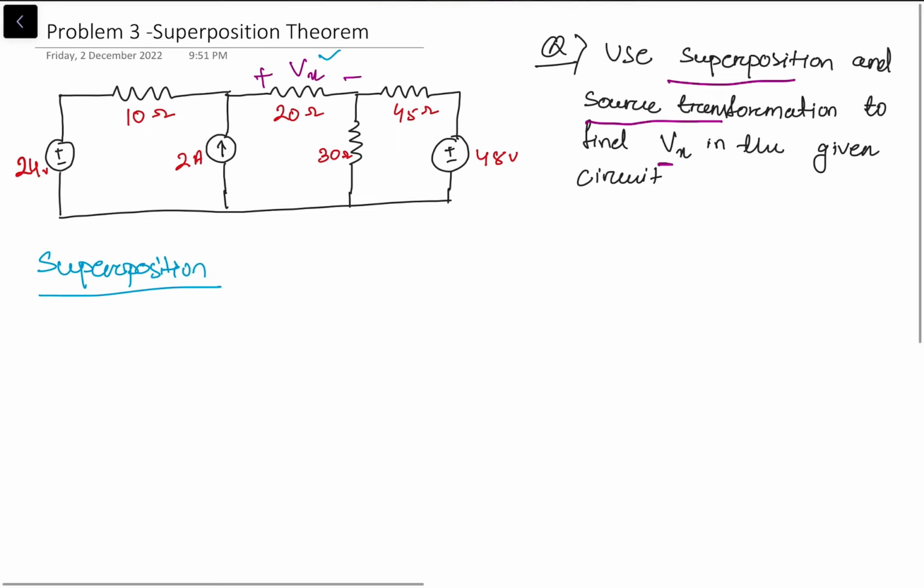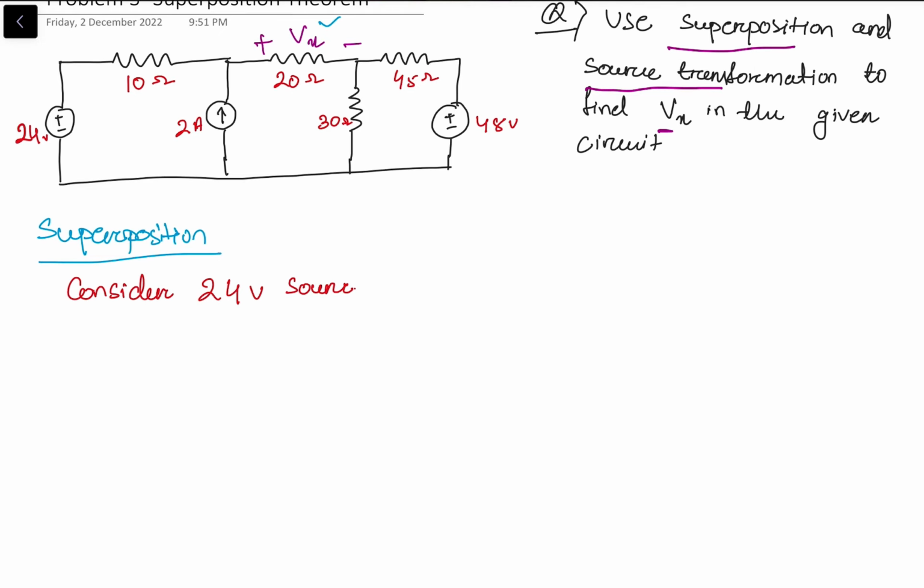Now let us consider the 24 volt source first. While considering the 24 volt source, I will keep just the 24 volt source in the circuit and remove the 2 ampere current source and the 48 volt source. In this case, the current source is treated as an open circuit and the voltage source is taken as a short circuit.